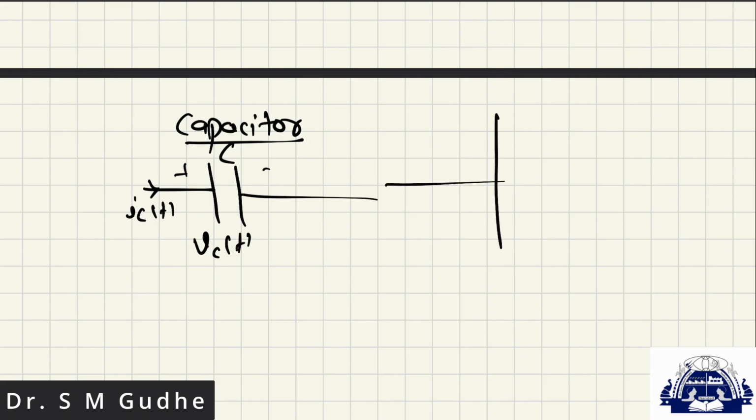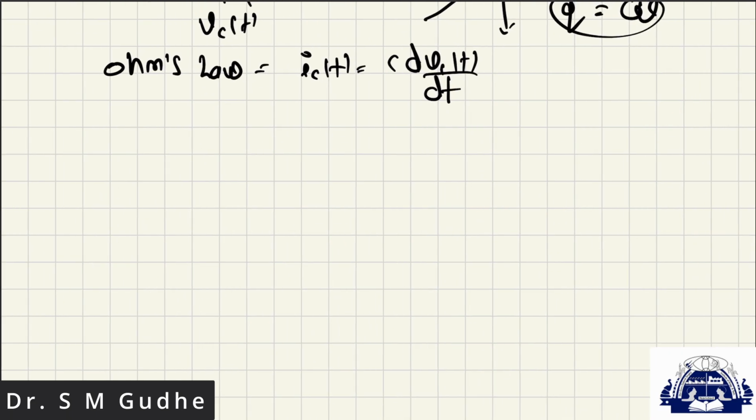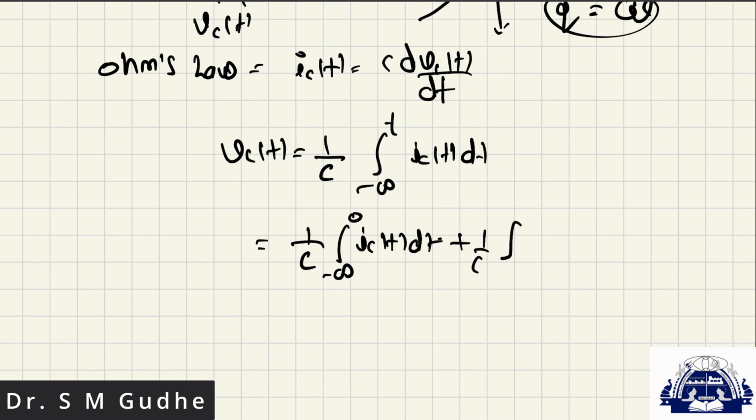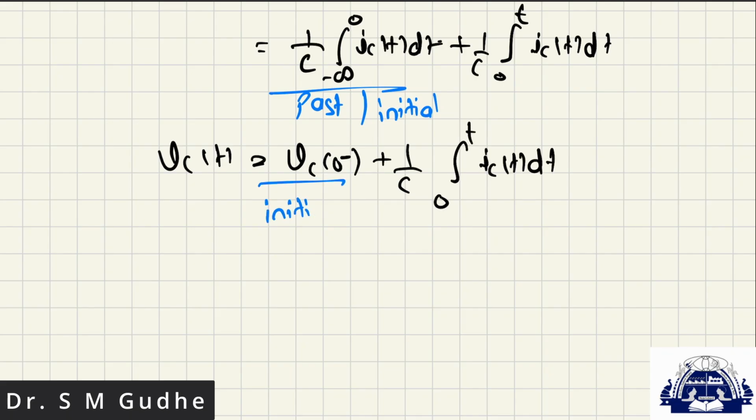How is the capacitor built? If we give a voltage, then charge gets produced, and the constant is called the capacitance. So Q is equal to CV. And what is Ohm's law? IC of t is equal to C dVc by dt. Then what about VC of t? It is 1 by C integral from minus infinity to t of IC of t dt, which is 1 by C integral from minus infinity to 0 of IC of t dt plus 1 by C integral from 0 to t of IC of t dt. The first part is called the past or initial value. Then VC of t becomes VC of 0 minus plus 1 by C integral from 0 to t of IC of t dt. This is called the initial voltage.